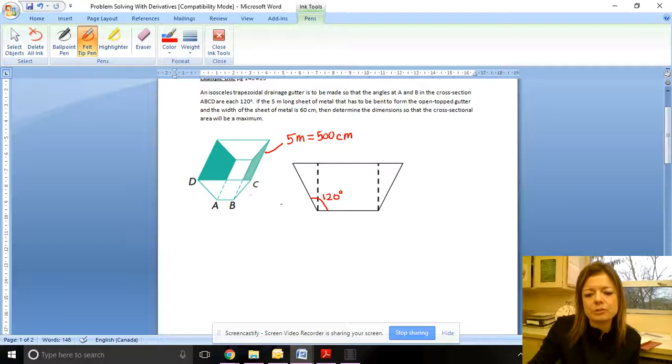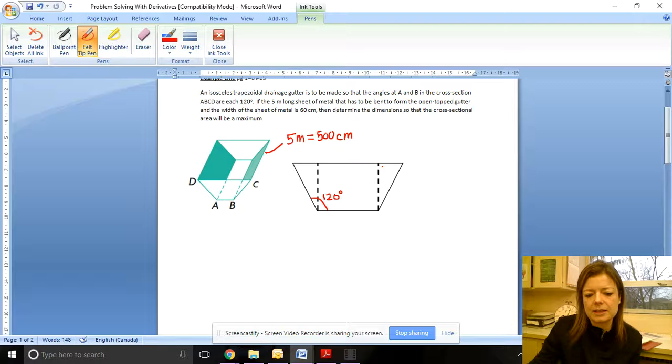So now we want to determine the cross-sectional area that will be a maximum. So we have to come up with an area for this trapezoid that's only in one variable that allows us then to find the derivative and maximize it. So what we are trying to maximize is the cross-sectional area. So it's the area function we need to create. So let's get to work on doing that.